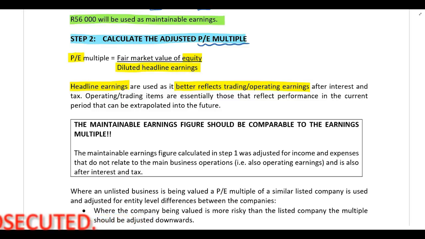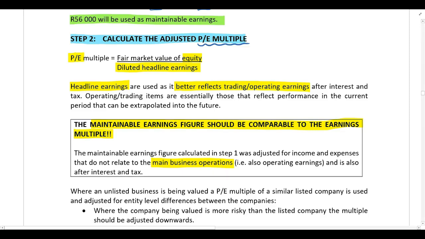And remember again, your earnings figure must always be comparable to the multiple. So in step 1, when we calculated maintainable earnings, we looked at earnings that relate to the main business operations. If there was anything that was not operating in nature, we excluded that. So we had dividends on a listed investment which we excluded because the investment is not operating in nature and will value the investment separately. So if we've made that adjustment to our maintainable earnings, then the multiple should also only reflect the trading or the operating activities of the company.